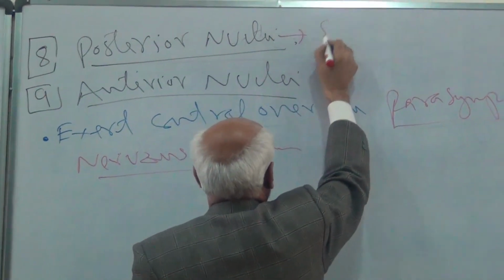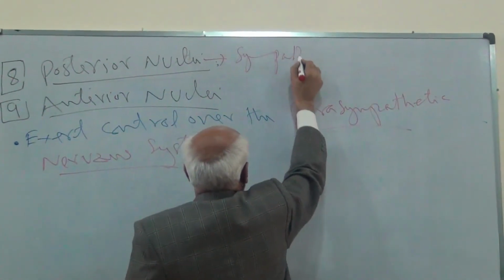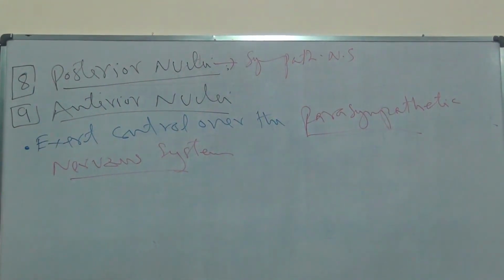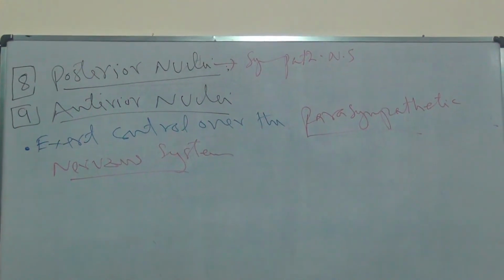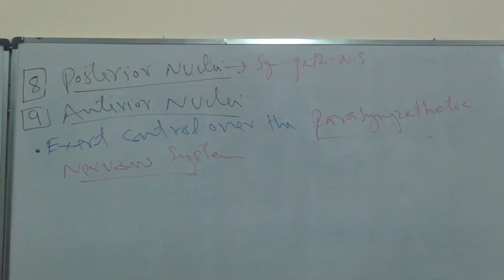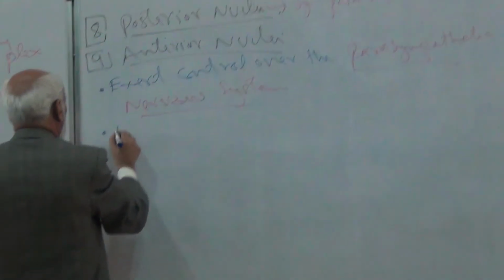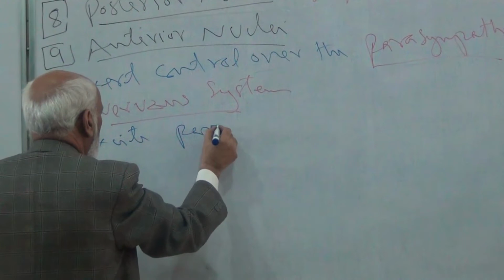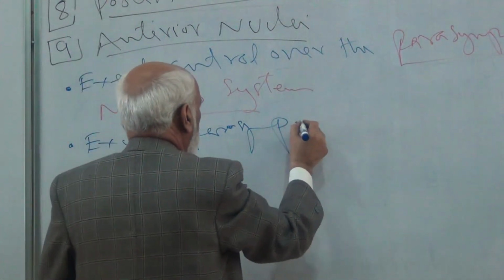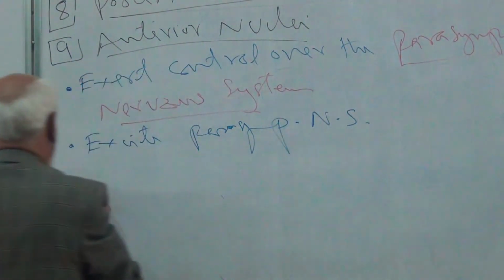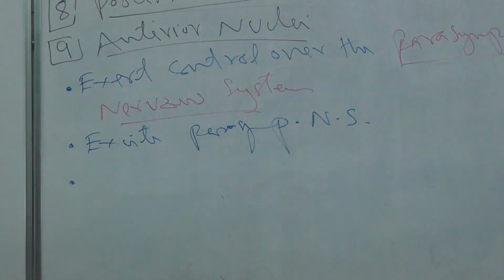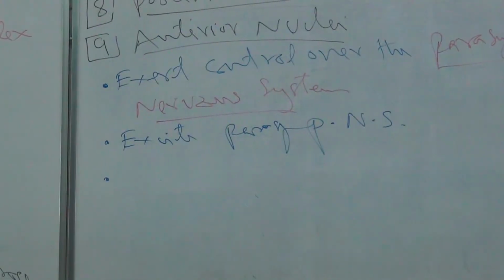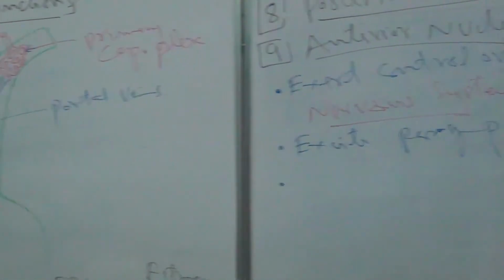Lateral nuclei were controlling the sympathetic nervous system, but the anterior nuclei control the parasympathetic nervous system by exciting it. Therefore, the neurons of the anterior nuclei are thermosensitive.